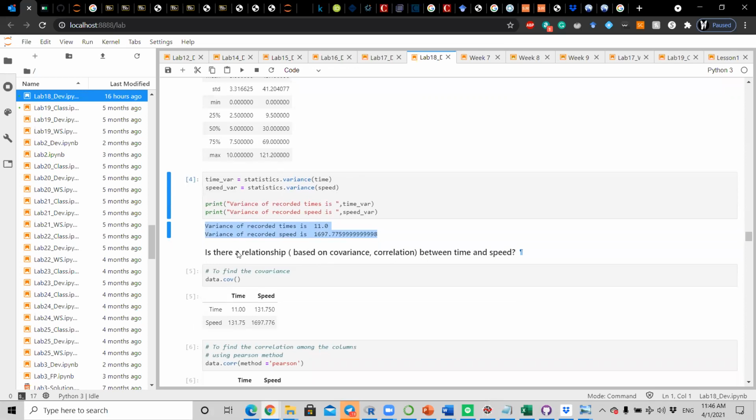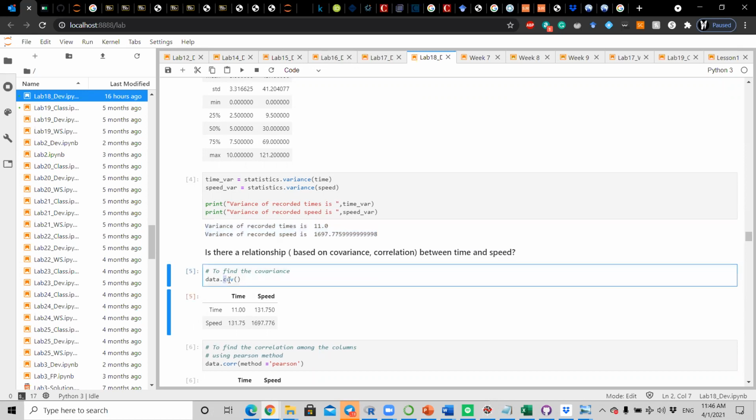The first question: is there a relationship based on covariance and correlation between time and speed? So I'm going to use the cov function from Pandas and calculate the covariance for my variables. Do I have someone here who wants to explain this for us?